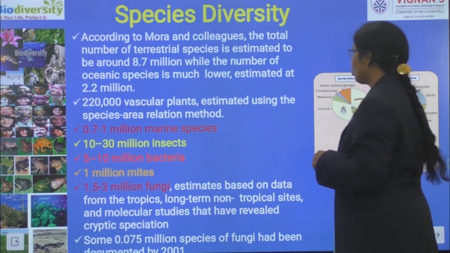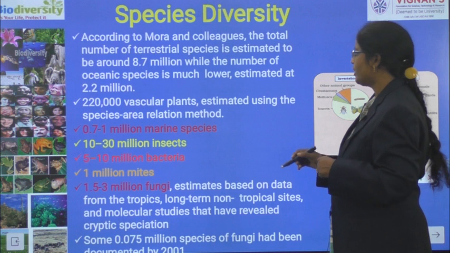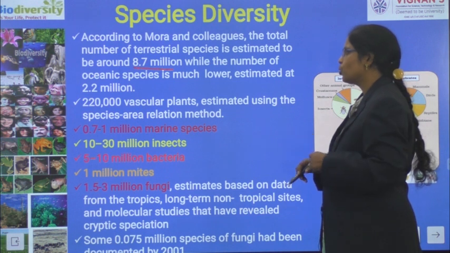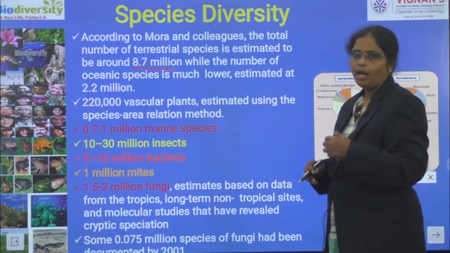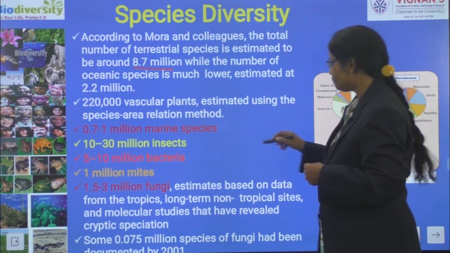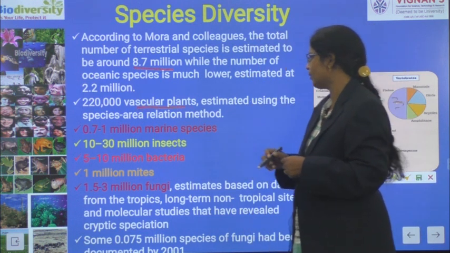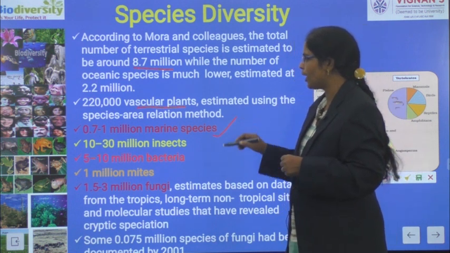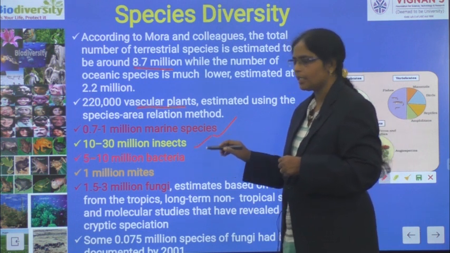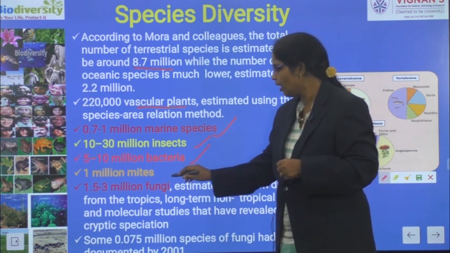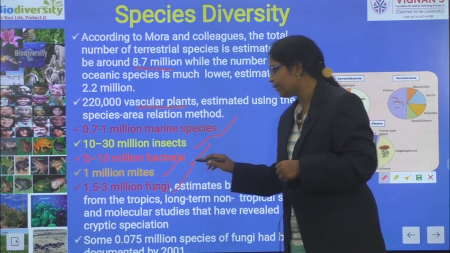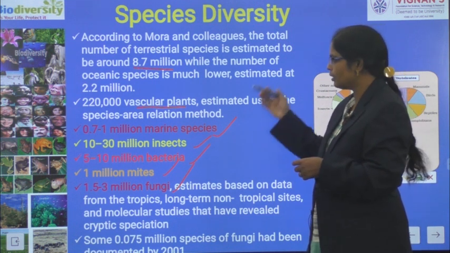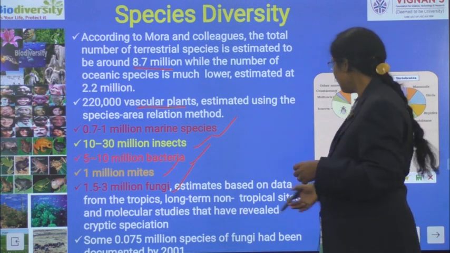According to Mora and colleagues, about 8.7 million species exist on the earth. Particularly, oceanic species are fewer compared with other habitats. Here 2,20,000 vascular plants are estimated using the species-area relation method, 0.7 to 1 million marine species, 10 to 30 million insects, 5 to 10 million bacteria, 1 million mites and 1.5 to 3 million fungi. So, according to Mora's studies, these are the various species existing on the earth.